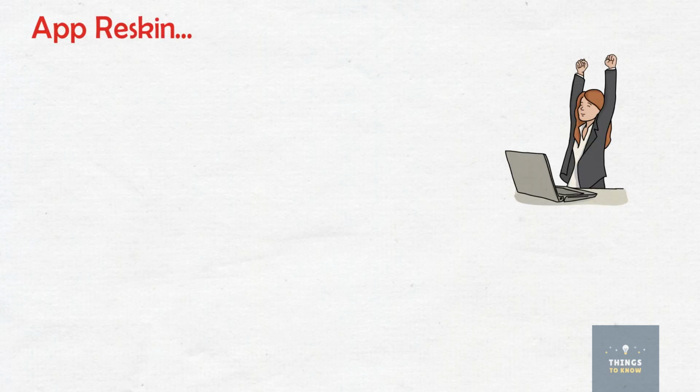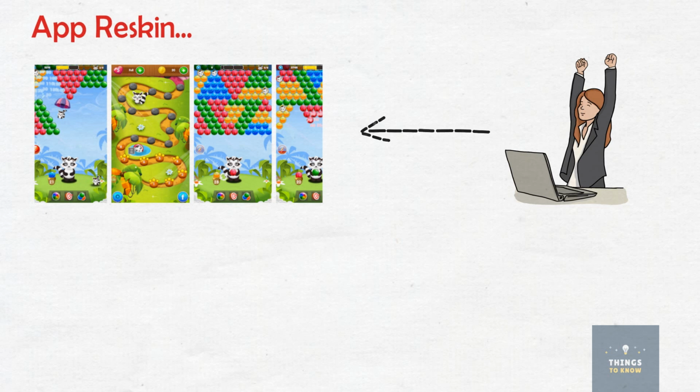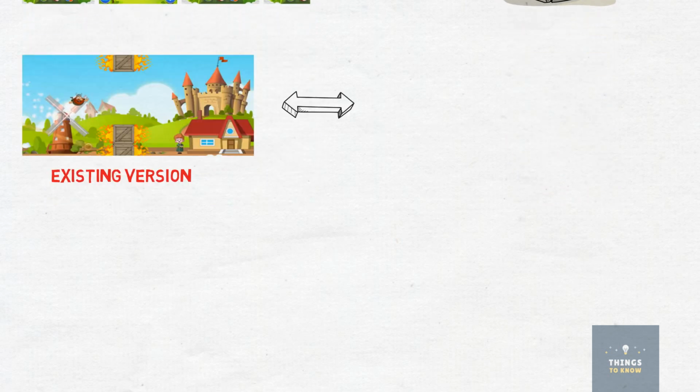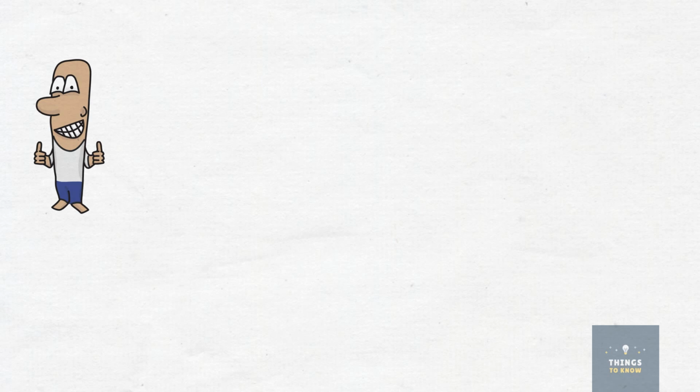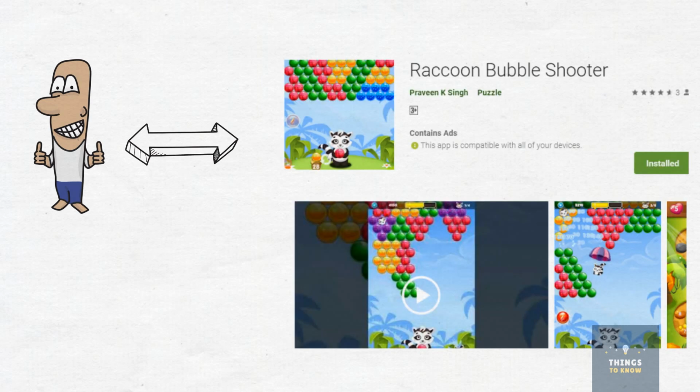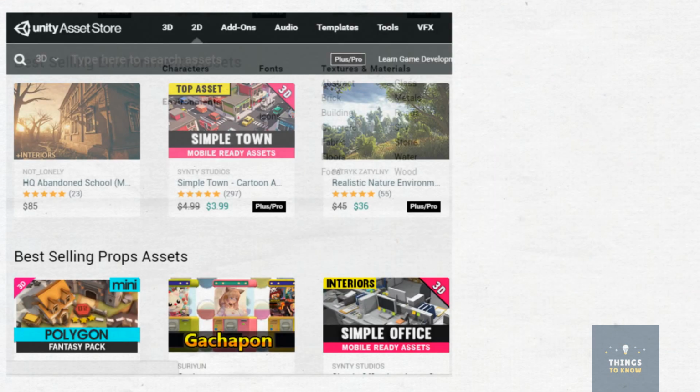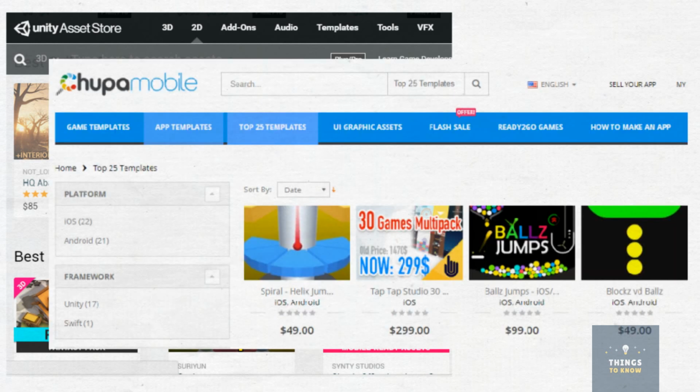App Reskin allows you to publish apps with minimal effort. App Reskin is a practice where you take any existing app template, modify its features, like images and characters, and publish it on the App Store. I have followed the same steps and published my game on the Play Store: Raccoon Bubble Shooter.